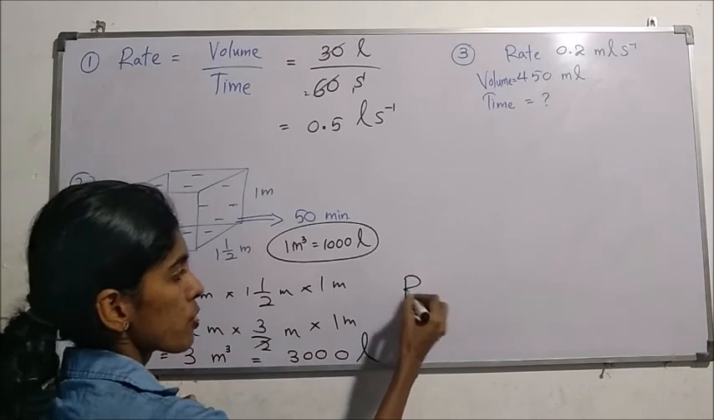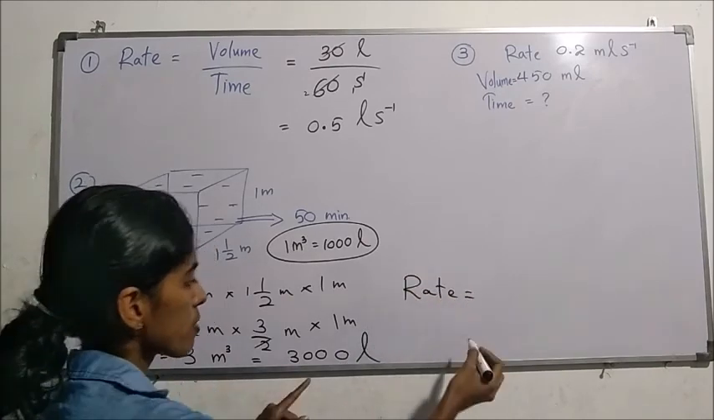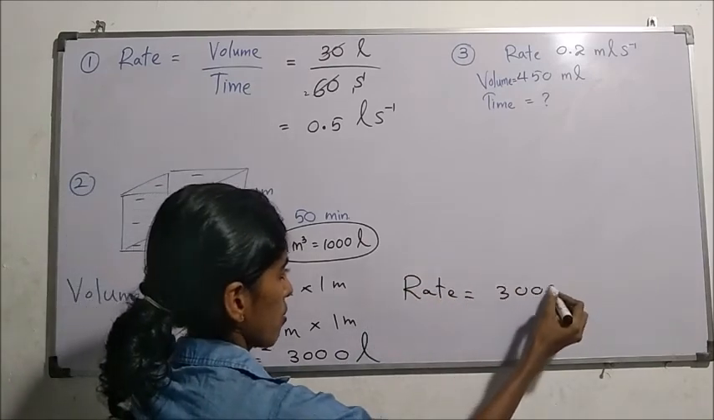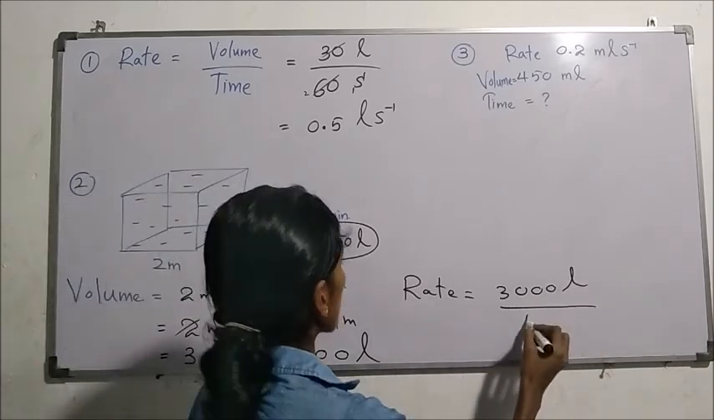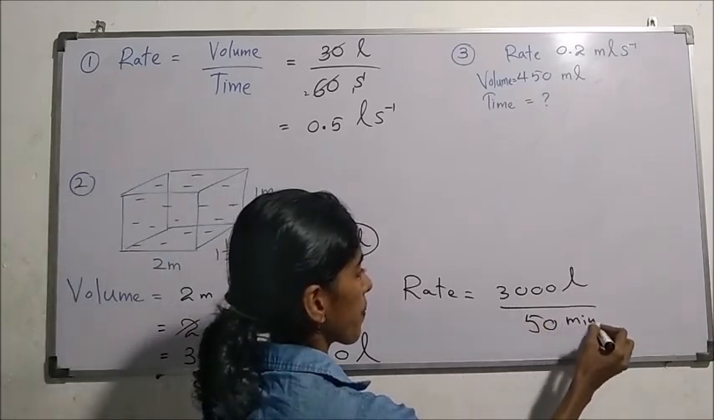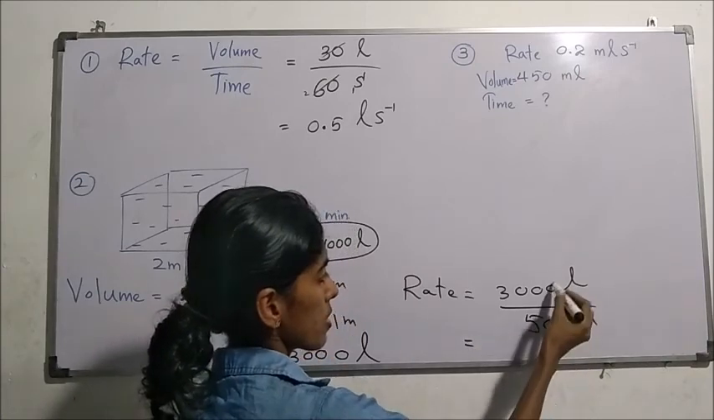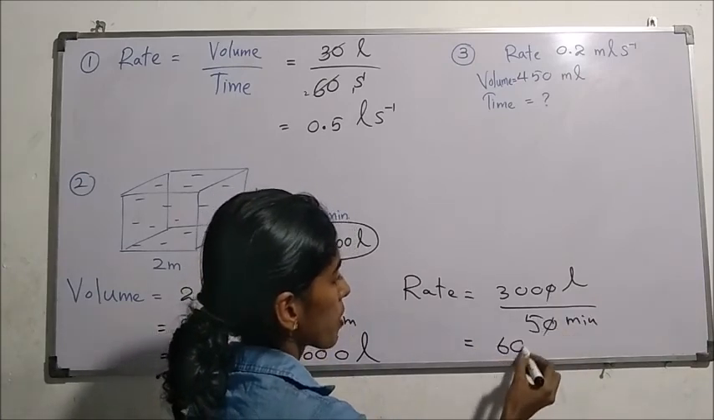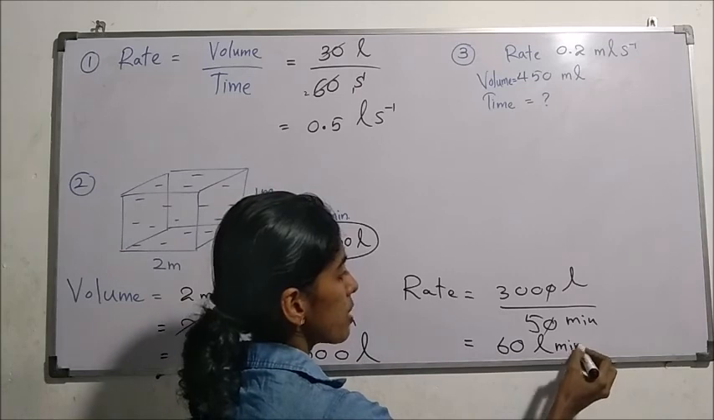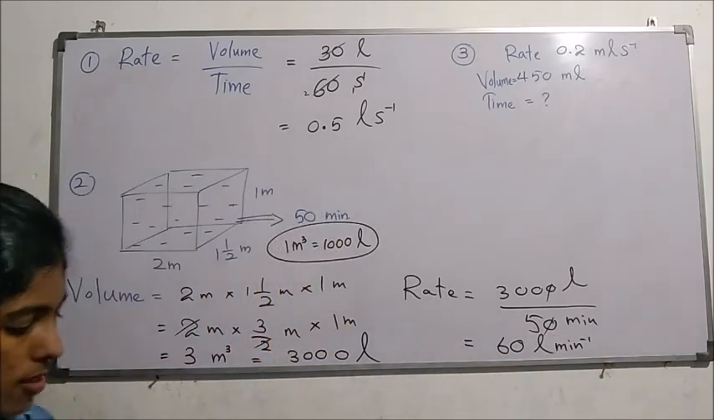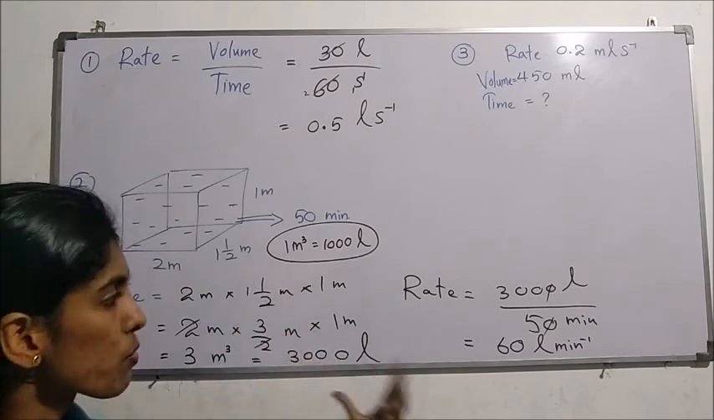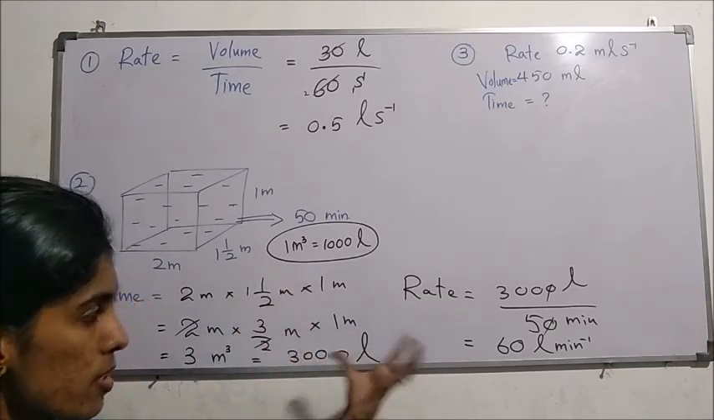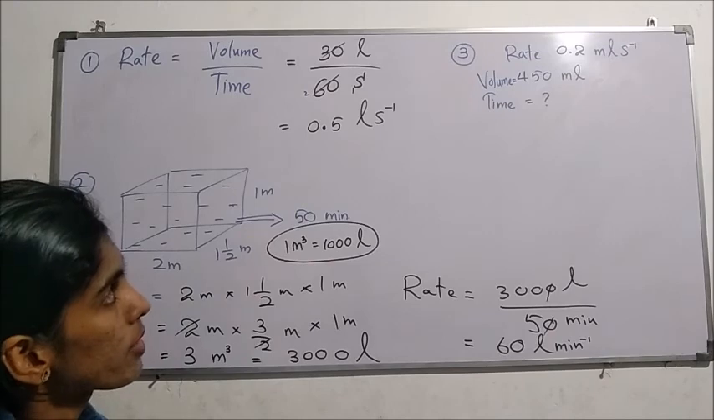So here to find the rate, the volume amount which was pumped out within 50 minutes. Now when we simplify this, 60 liters per minute will come. This is the, so you just think the speed of the water amount which came out, right? Rate is just like the speed only, right?